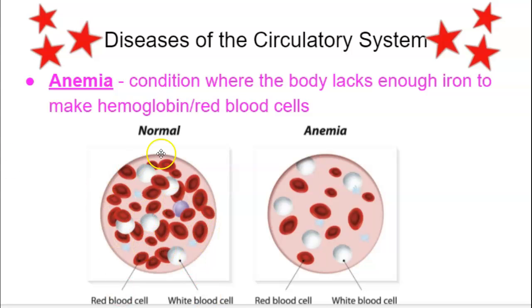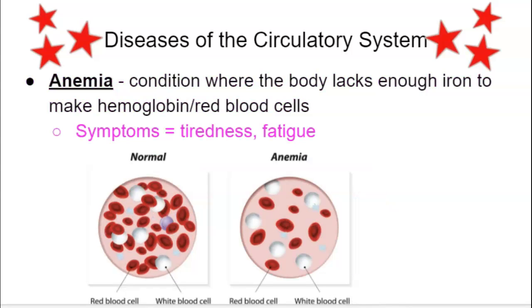Now you can imagine that if your red blood cells are carrying oxygen, when we don't have enough red blood cells, we can't carry as much oxygen. And as a result then, we're going to feel tired. And this often happens with physical activity. Feel more tired than normal, fatigued, and it's because you're not actually getting enough oxygen to your body cells.